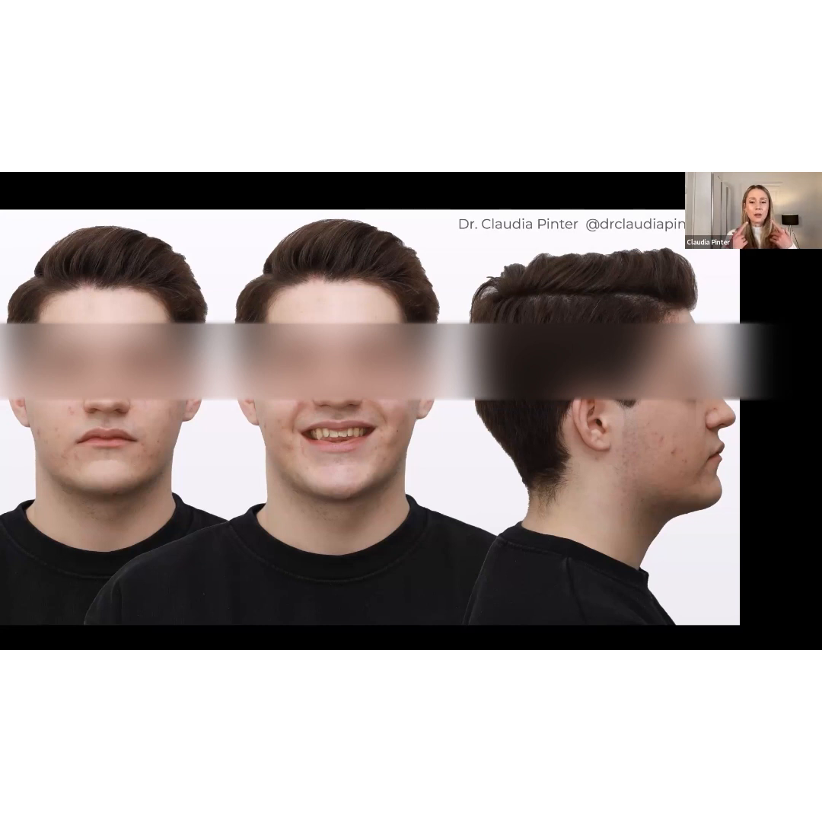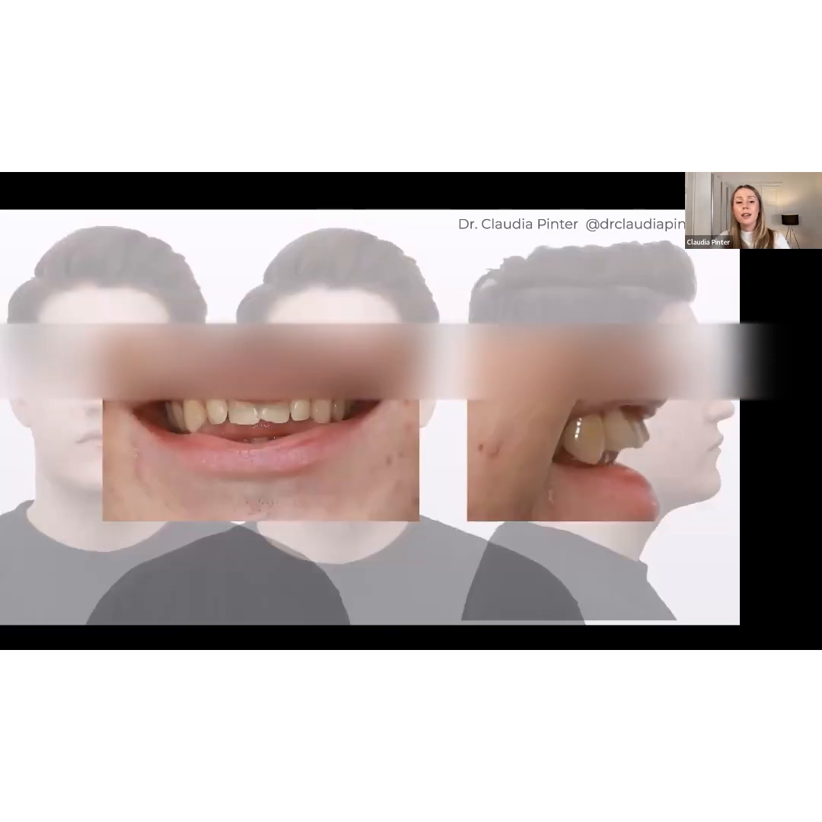When you look at the buccal corridors and the width of the smile, how does it look? Looks very narrow, right? And what you cannot see here is that usually his head position is a little bit like this. So he tilts his head to the back. And you can also see that the tongue is placed between the teeth. So the tongue is not where it's supposed to be.